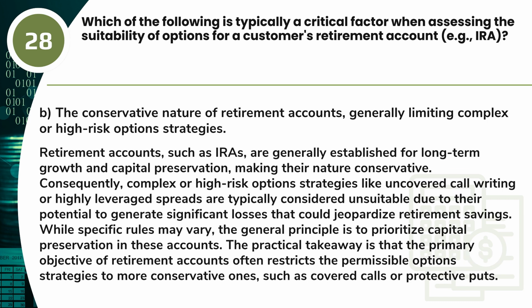Answer: B. The conservative nature of retirement accounts, generally limiting complex or high-risk option strategies. Explanation: Retirement accounts such as IRAs are generally established for long-term growth and capital preservation, making their nature conservative. Consequently, complex or high-risk option strategies like uncovered call writing or highly leveraged spreads are typically considered unsuitable due to their potential to generate significant losses that could jeopardize retirement savings.